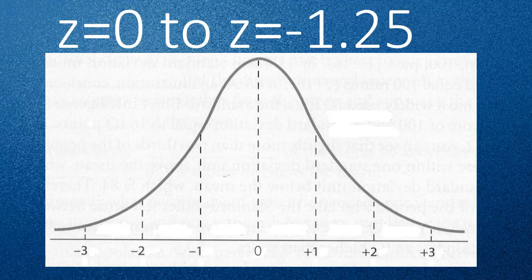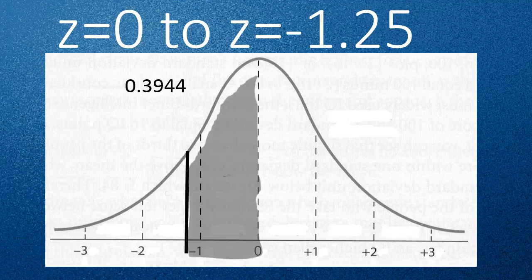Another example is area from z equals 0 to z equals negative 1.25. Always remember that even if the given z is negative, its value in the z-table will still remain positive. So earlier we got 0.3944 as the corresponding value of 1.25 in the z-table.